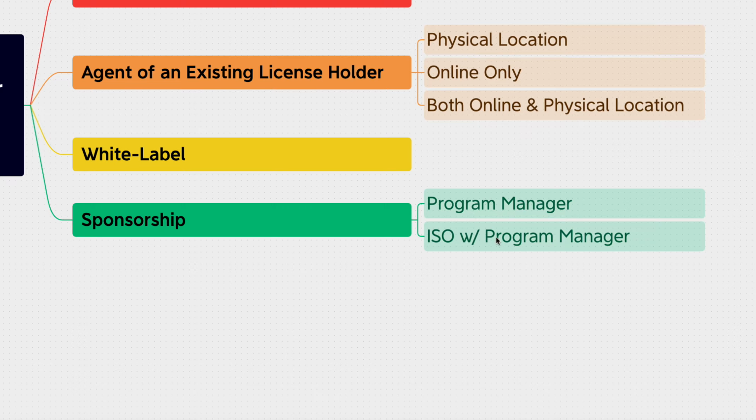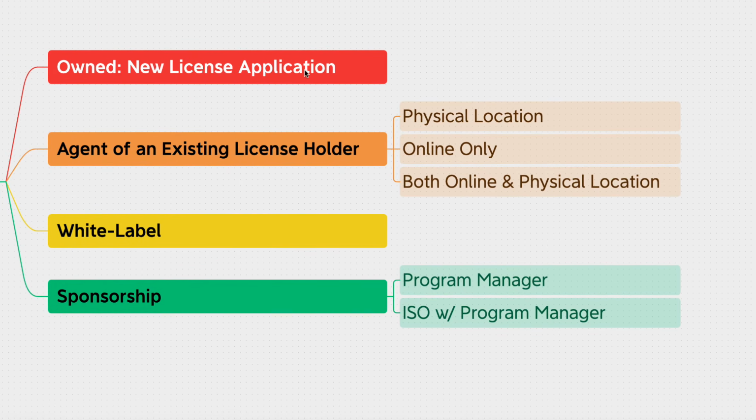Or you can become an ISO, an independent sales organization, with a program manager which may already be in place, in which case you have a technology agreement, you may have a sales and marketing agreement, you may have a customer support services agreement, and you'll have one sponsorship agreement through the program manager with the actual license owner.